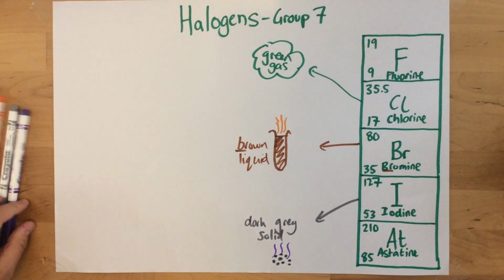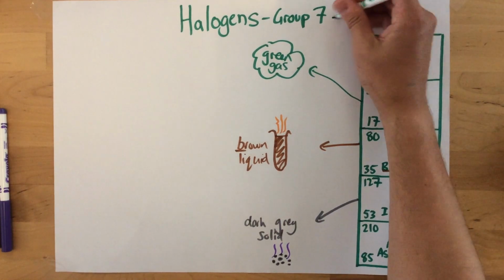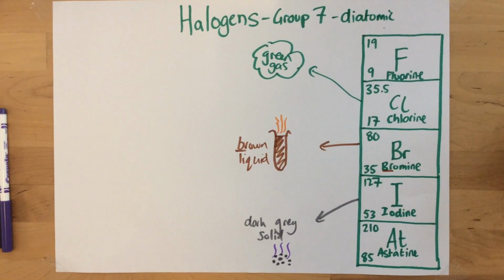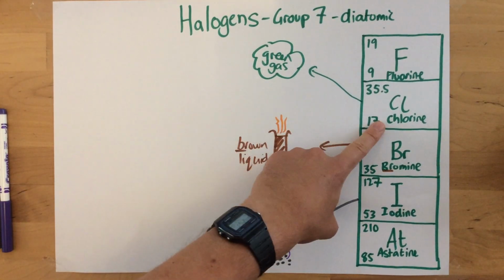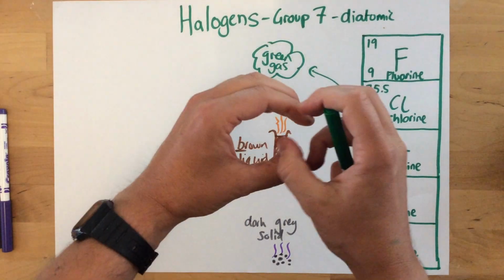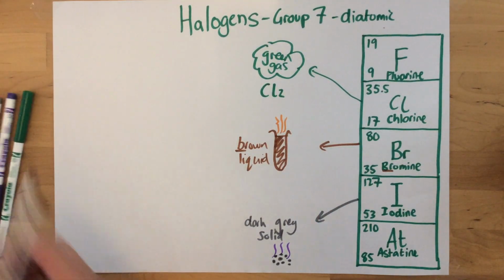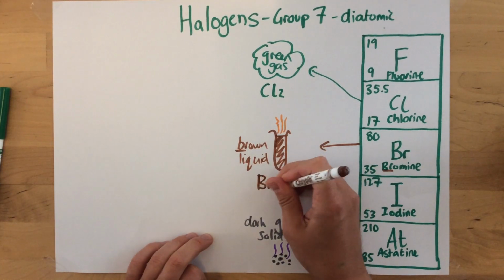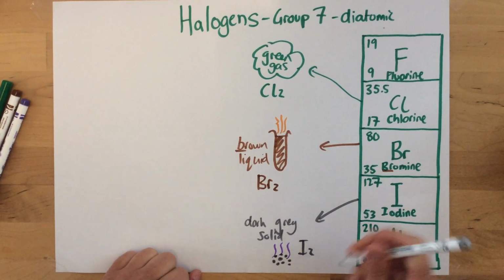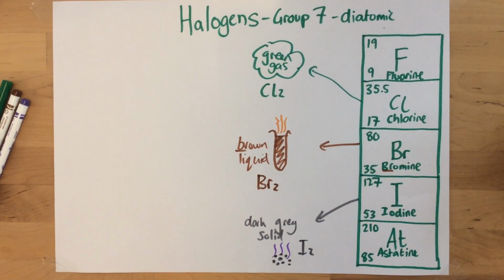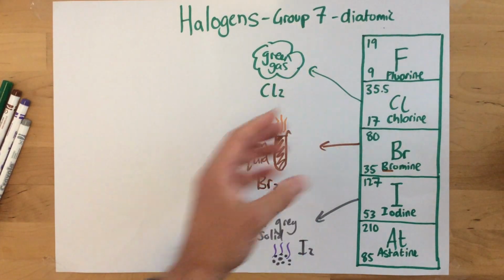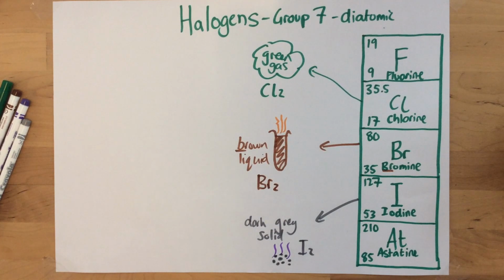The next important thing to know about halogens is they are diatomic. What that means is they go around in pairs. So chlorine is Cl2. 2 chlorine atoms covalently bonded together to form a chlorine molecule. Bromine is Br2 and iodine is I2. Fluorine would be F2, astatine At2. So as you can see, they're diatomic, di meaning 2 atoms. So 2 atoms covalently bonded together.